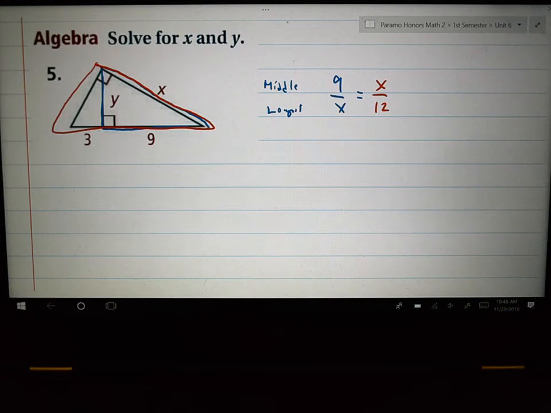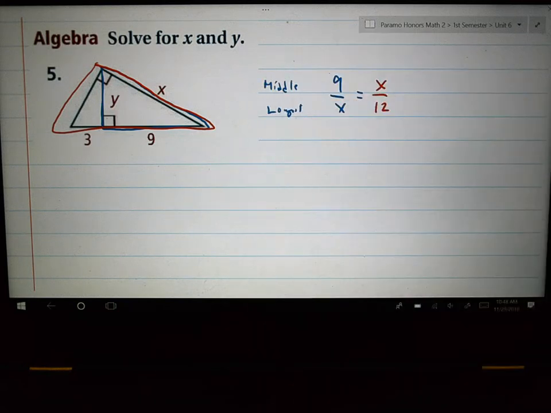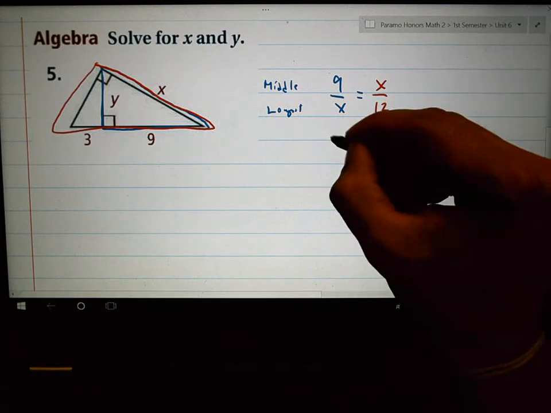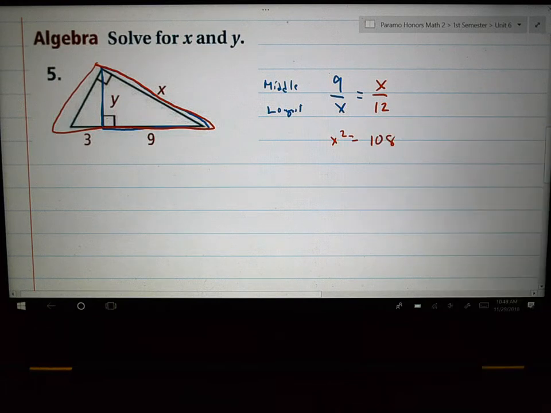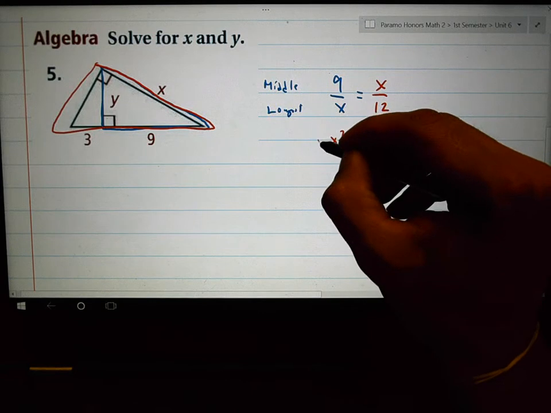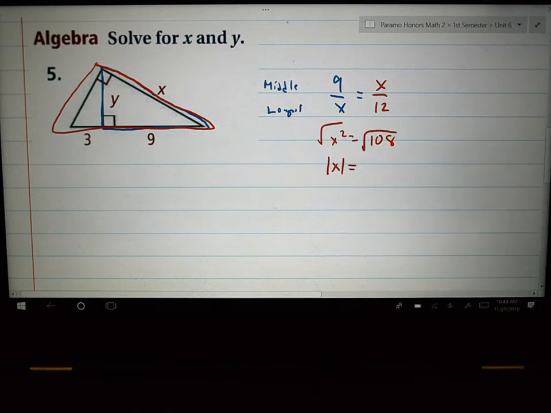Setting it up is a lot of times the hardest part, which is why sometimes writing out middle and long will help you, or draw arrows to help you. And then you can use the cross products property. x times x is x squared. 9 times 12, I believe, is 108. You can double check me on that. And then I'll square root both sides. Technically, that's the same thing as the absolute value, which is why there are two possible answers for this.